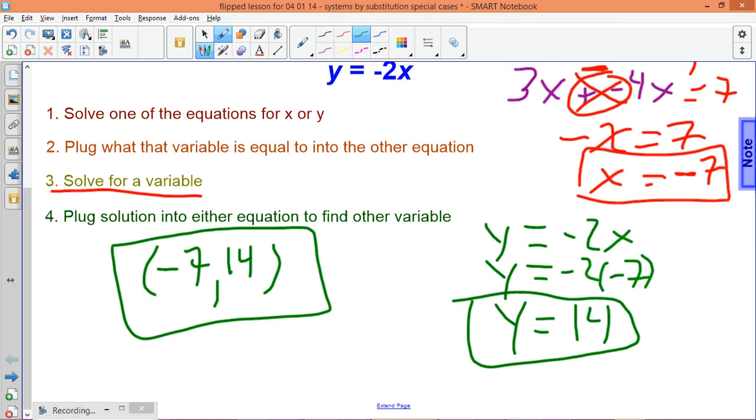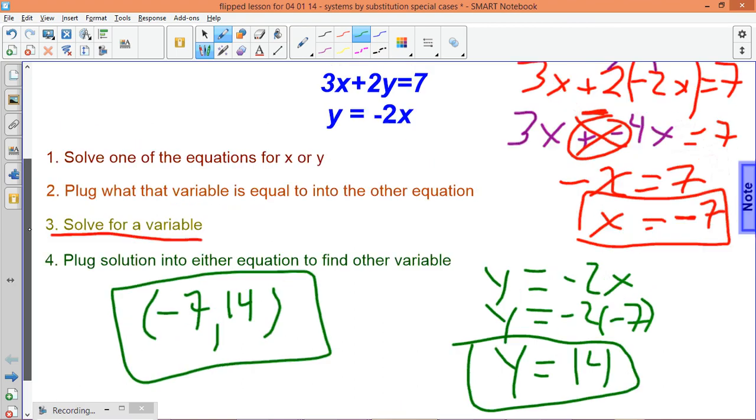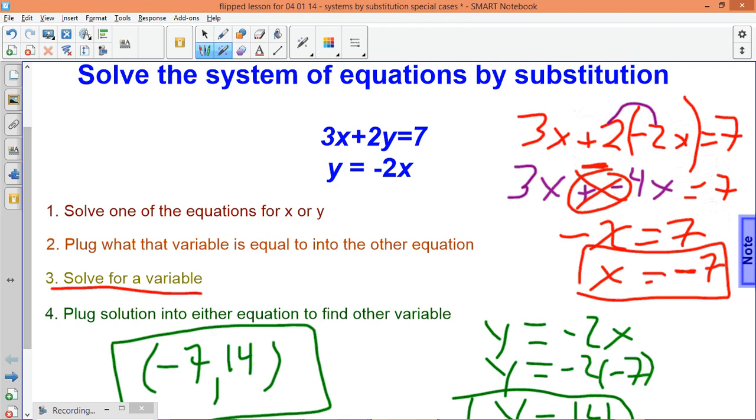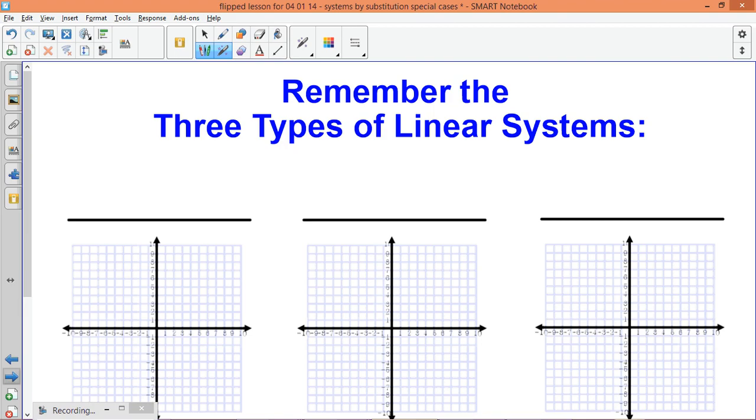And I know that if I did graph these two equations, the equation 3x plus 2y equals 7 and the equation y equals negative 2x, these two lines would intersect right here at the point negative 7 comma 14. That's it. That's the reminder of what we're doing. Now we're going to do special cases today. Because remember, the three types of linear systems you could have look like this.